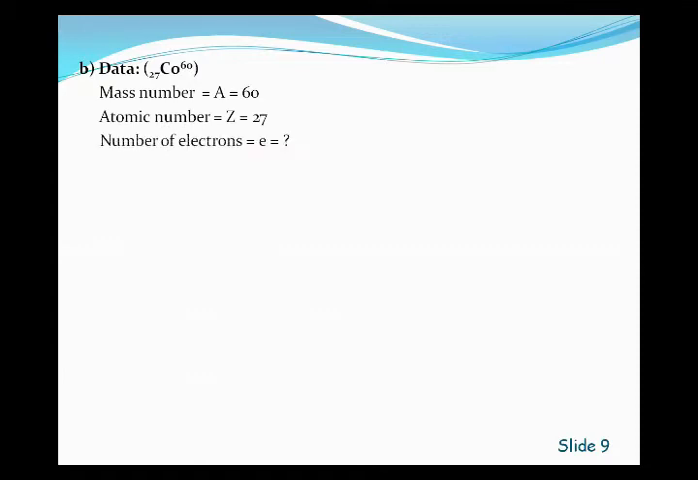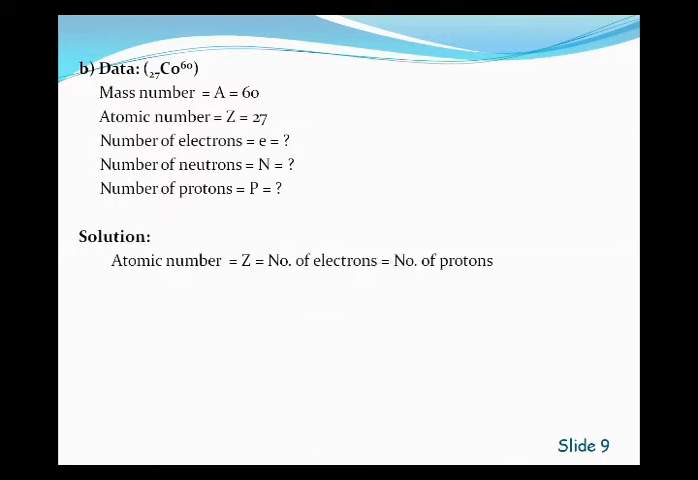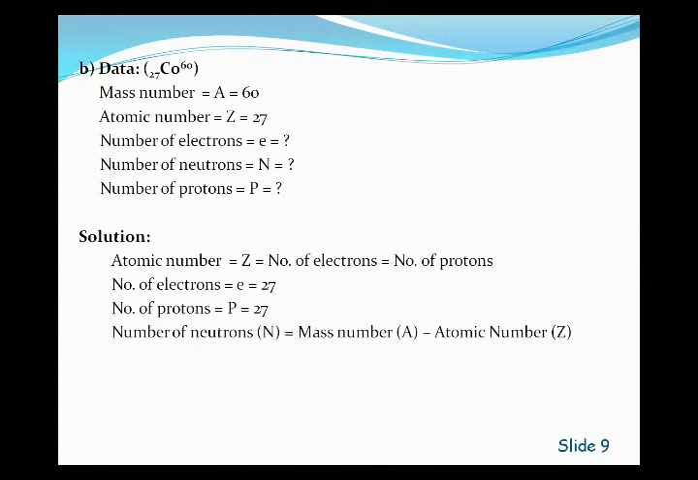The second one is cobalt, having mass number 60 and atomic number 27. Mass number A is 60, atomic number is 27. We have to find the number of electrons, neutrons and protons. Now the solution: again, atomic number is denoted by Z and is equal to the number of protons. So the number of protons is 27, the number of electrons and protons are both 27, and the number of neutrons is equal to mass number minus atomic number, that is A minus Z. 60 minus 27, we will get 33.